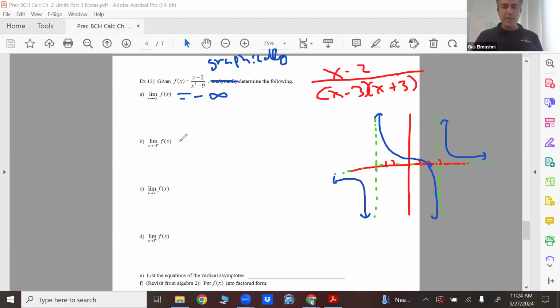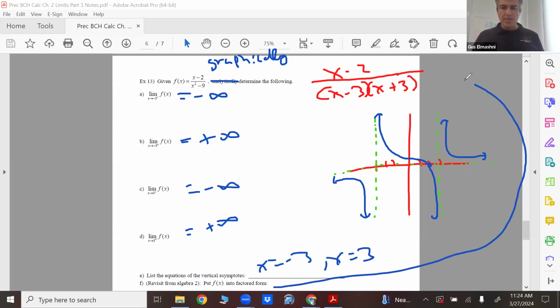If you're approaching -3 from the right, that's positive infinity. If you're approaching 3 from the left, that's negative infinity. 3 from the right, positive infinity. So because of these reasons, we definitely have vertical asymptotes: one at x equals -3, and one at x equals 3. And in factor form, obviously I just did that for you guys up here. So there we go.